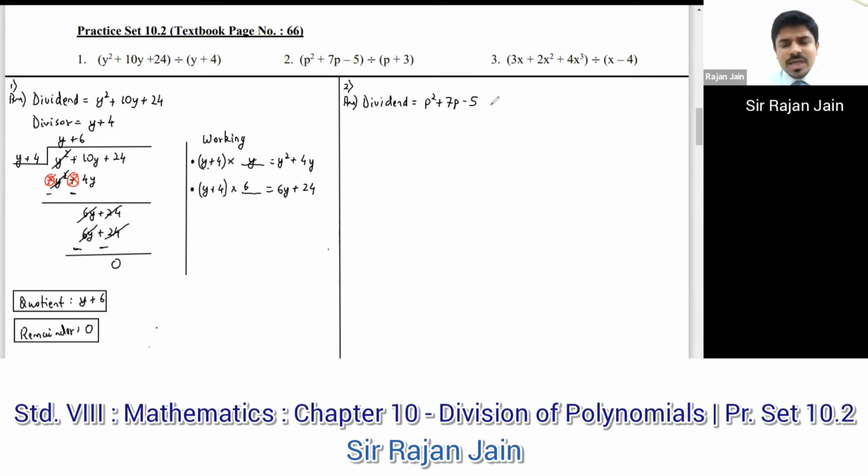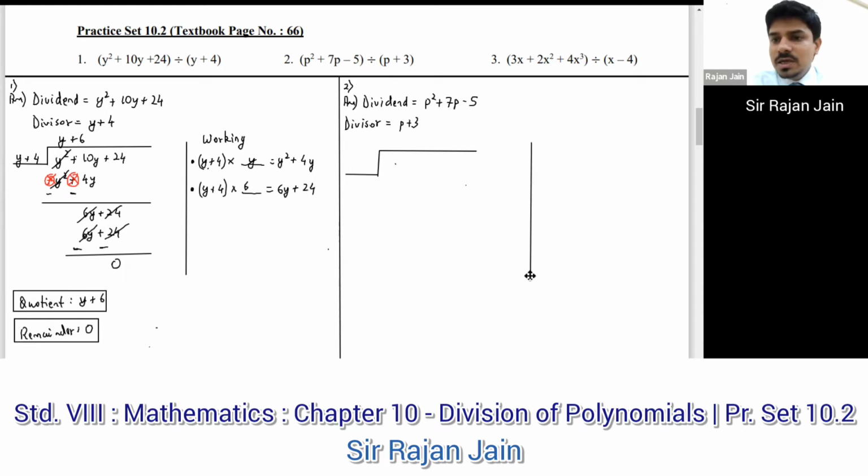So it is already in standard form and there are no missing terms required over here. Okay. Then I write my divisor. Divisor is p plus 3. Now you start with your division process. So this line and this line. Okay. I'm drawing one additional line over here in order to do the working.